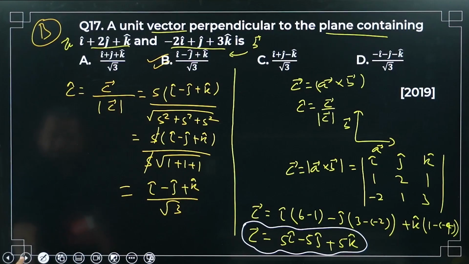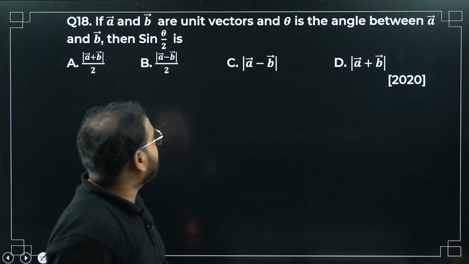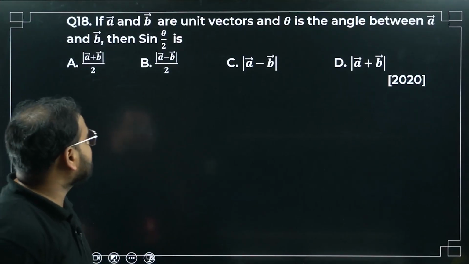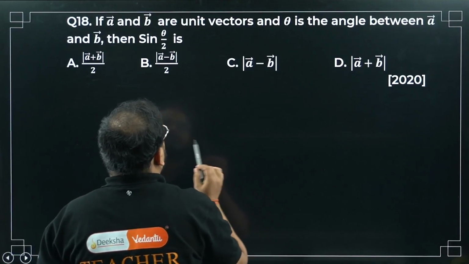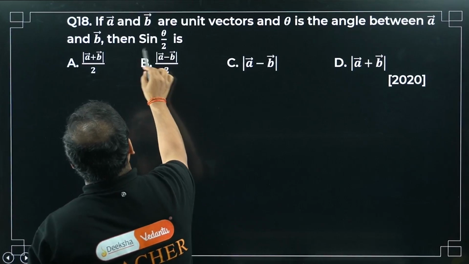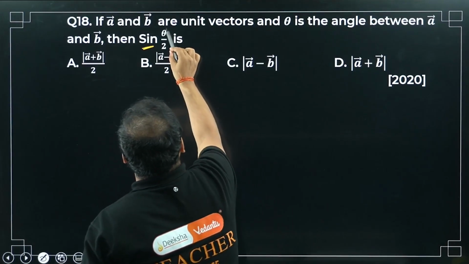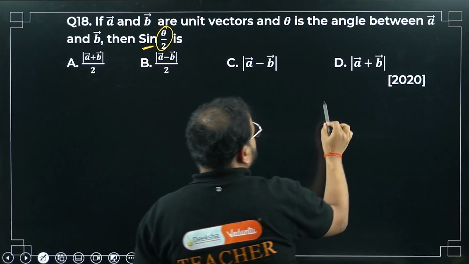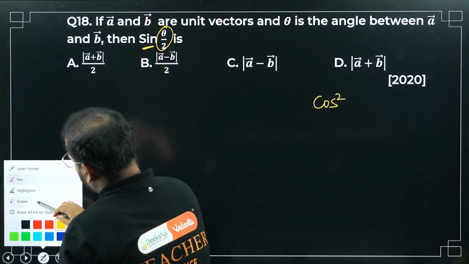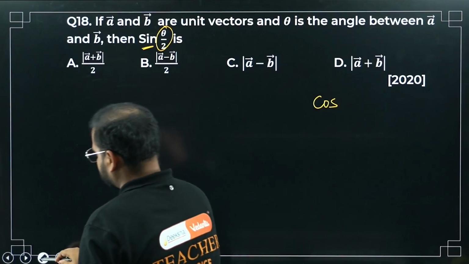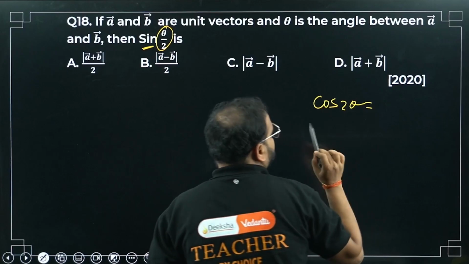Question number 18. If A and B are unit vectors and theta is the angle between A and B, then sin theta by 2 is what? Excellent question. Let's do one thing. Since you check here, I'm looking for sin theta, right? So I can get sin theta if the angle is theta by 2. Remember this formula, sir? Not cos square. This formula, sir. Cos 2 theta equals to what?